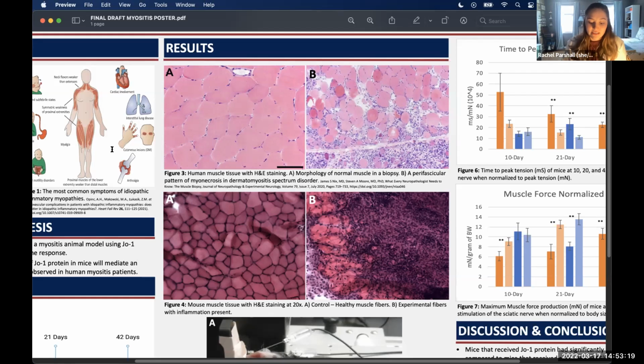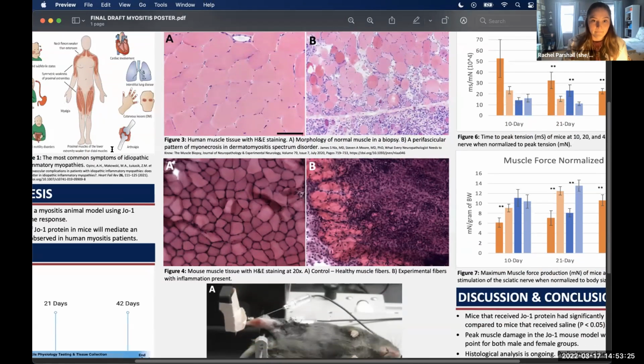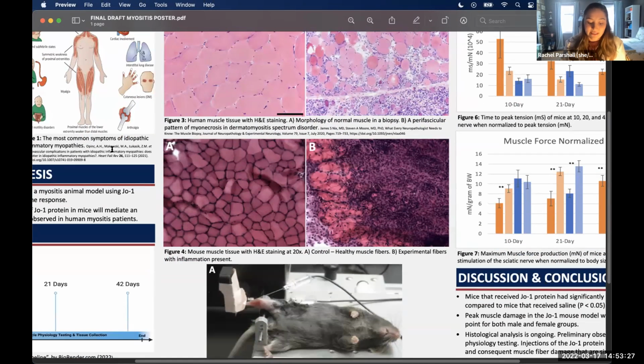We also have H&E stain pictures from our experiment in the middle of the poster in figure 4. Figure 4A shows saline injected mouse tissue with nuclei on the periphery of the cells and uniform fiber sizes. Figure 4B, on the other hand, shows tissue of a mouse injected with this Jo-1 protein that is pathologic. The fibers have degenerated and there is a lot of inflammation present, primarily in the perifascicular region.